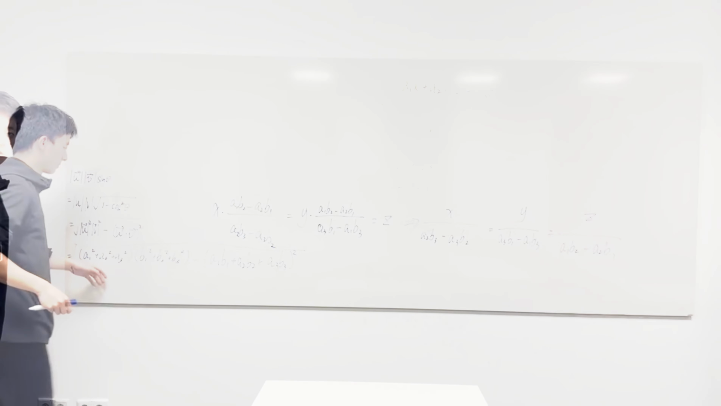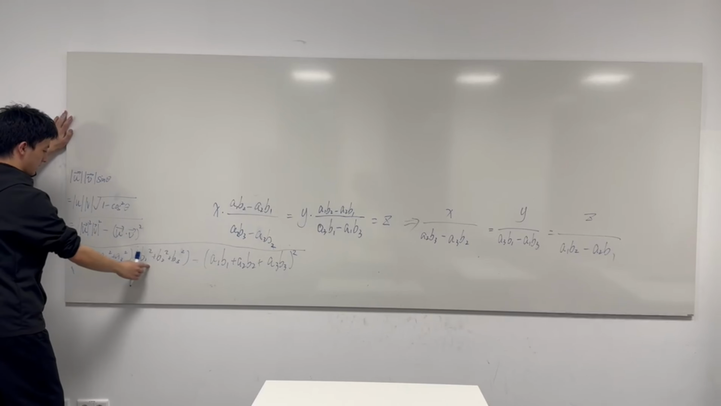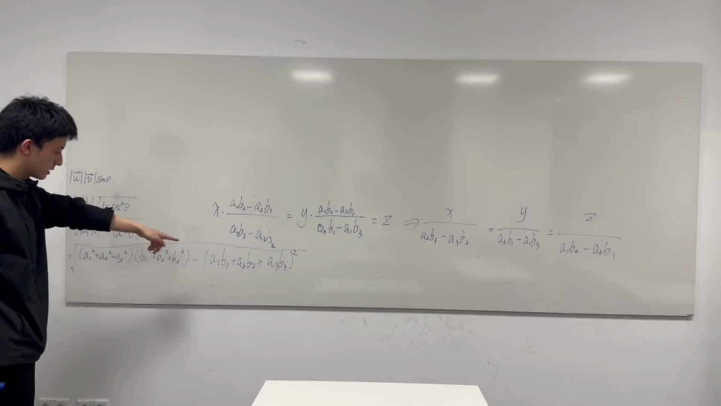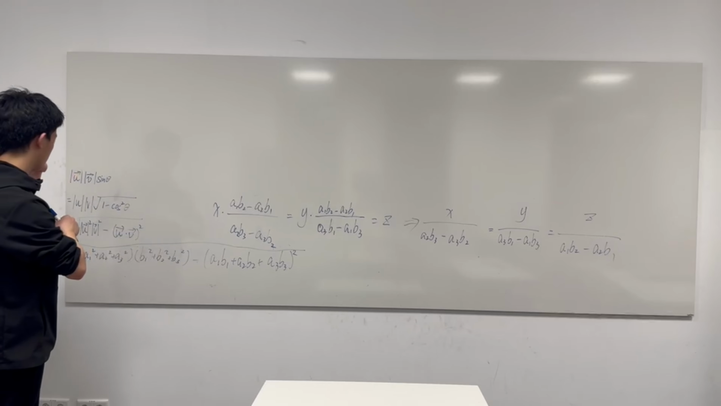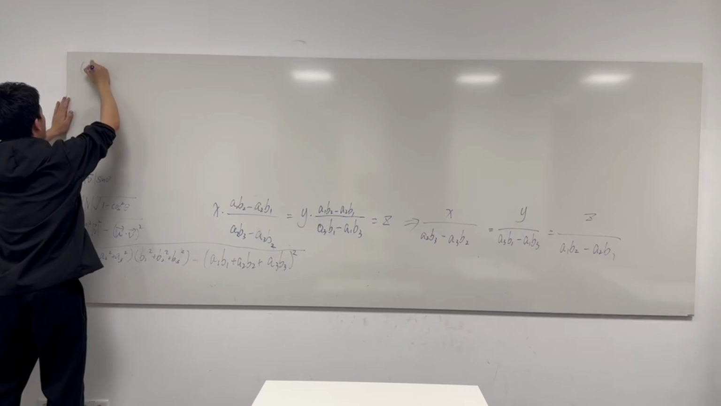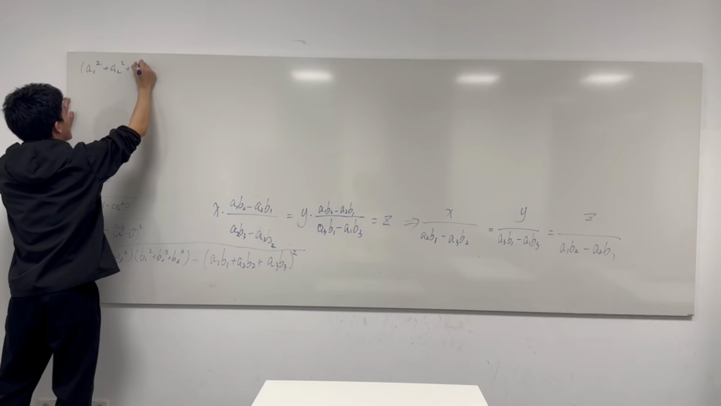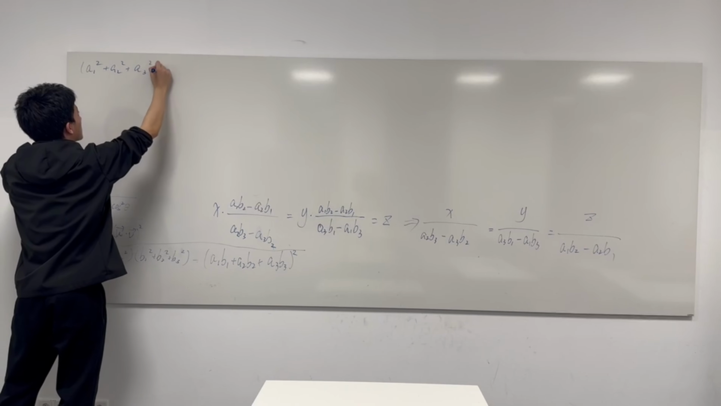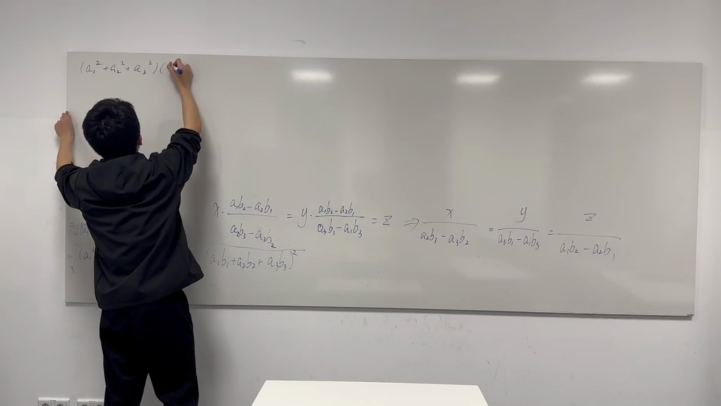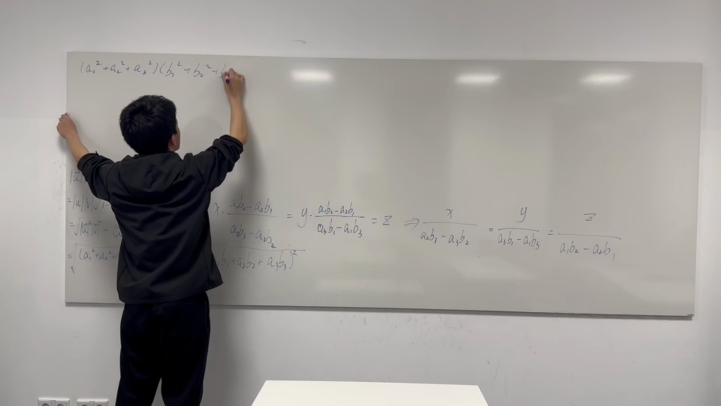So let's simplify this. We will get 9 terms again, and this one we will also get 9 terms. So that's why we have to compare these. Let's simplify (a1 square plus a2 square plus a3 square) times (b1 square plus b2 square plus b3 square).